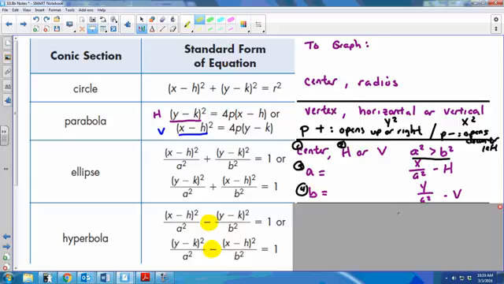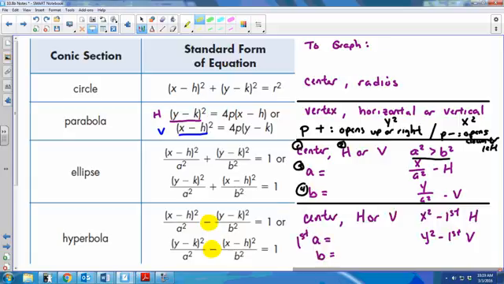If you know A and B, you can draw in that imaginary box, and the asymptotes always go through the corners of the box. So you don't have to actually find the equations of the asymptotes to graph those in. That way you know how wide the branches are supposed to be. So today you need, again, the center, if it's horizontal or vertical, A and B. A is always first. A doesn't have to be bigger anymore. So if X comes first, it's horizontal, and if Y comes first, it's vertical. Again, given that the minus sign is in the center.